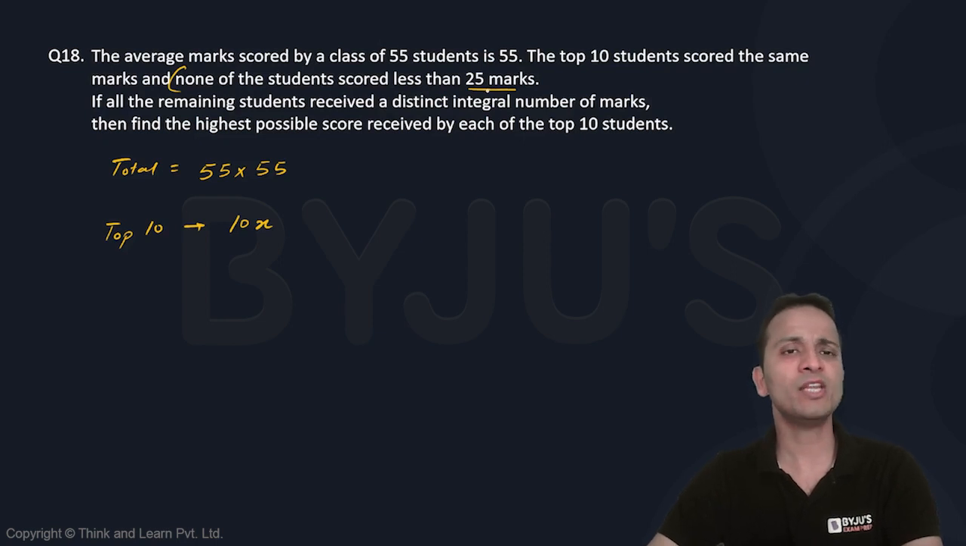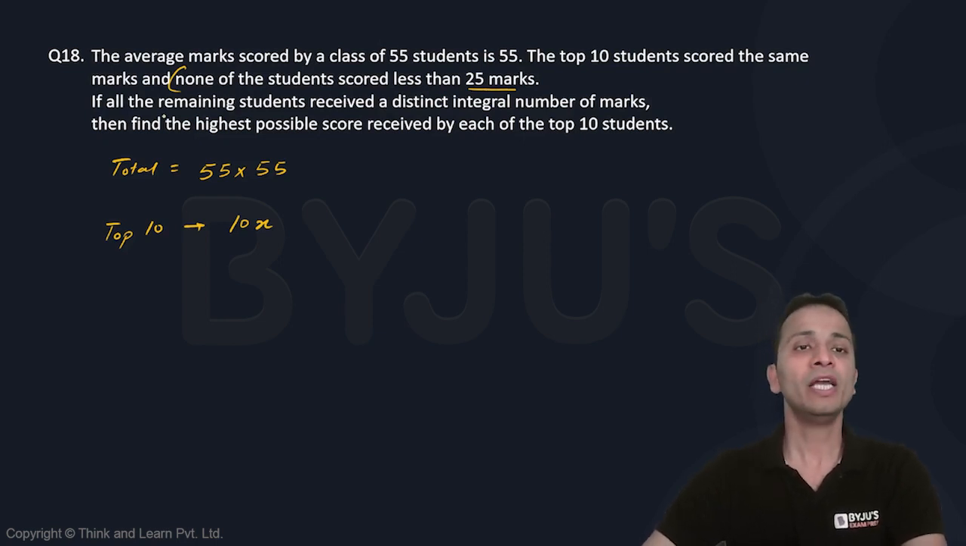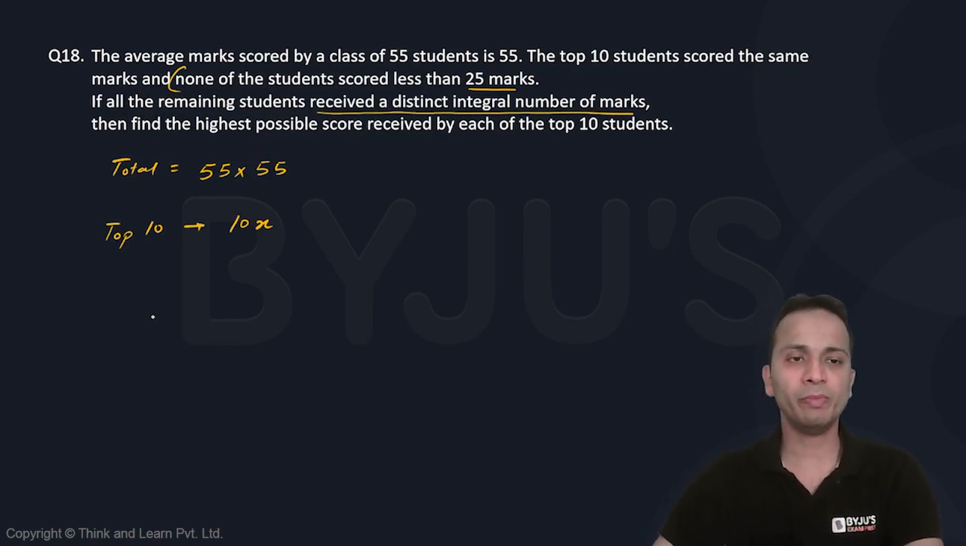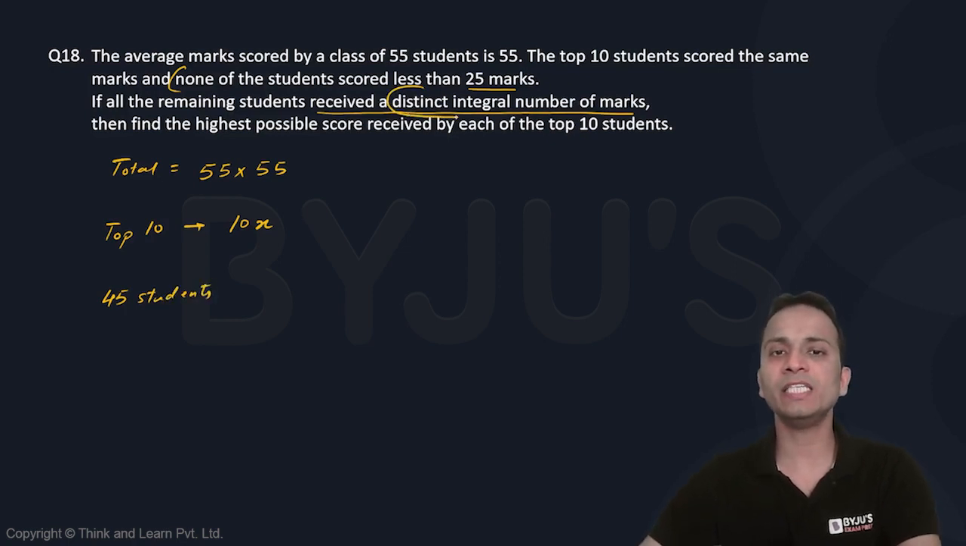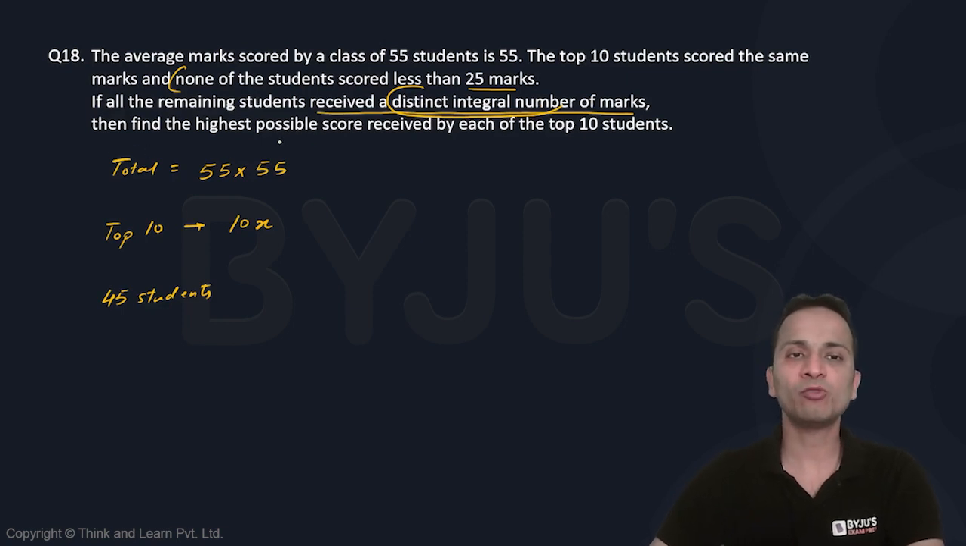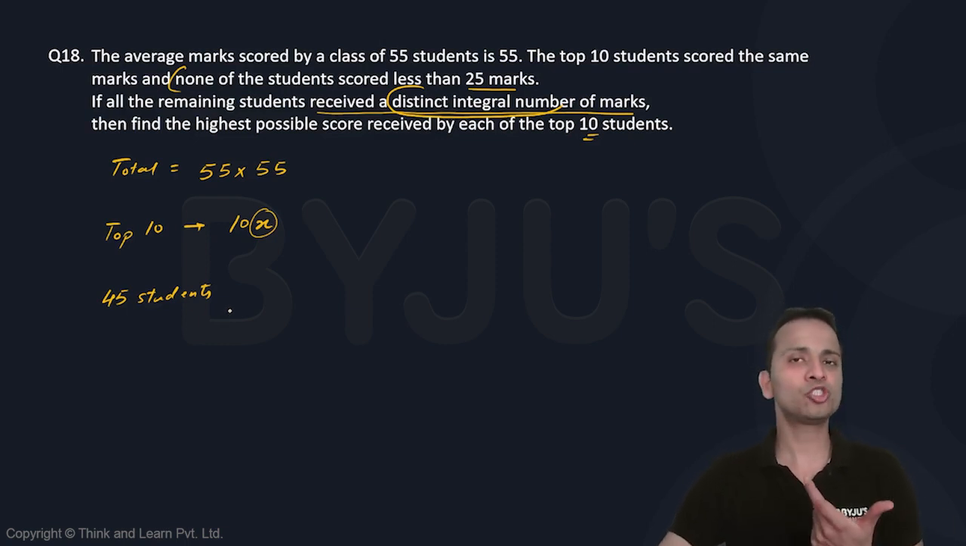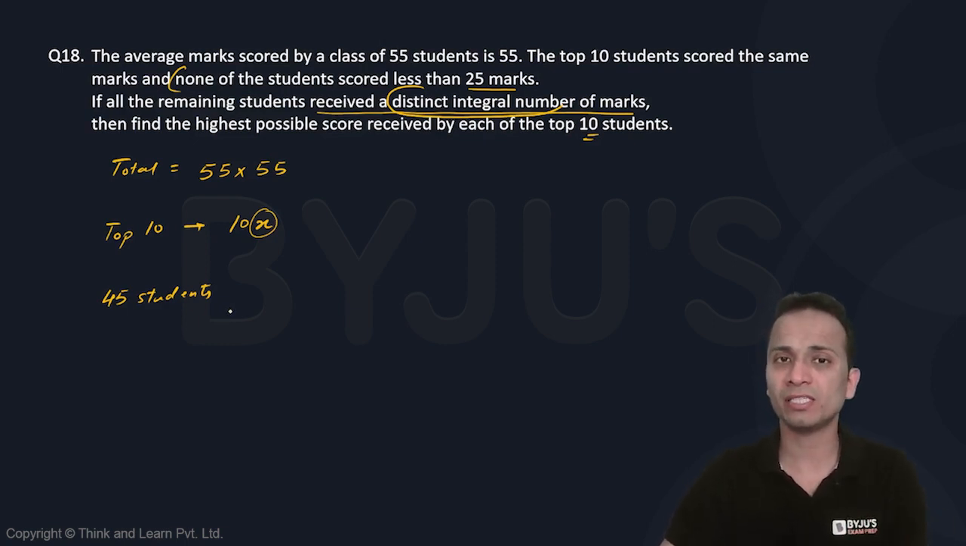So the minimum marks anyone can score will be 25. If all the remaining students received distinct integral number of marks, so minimum is 25, and these 45 students have all scored distinct integral number of marks, then we have to find out the highest possible score received by each of the top 10 students. So I have to maximize the value of X. Now to maximize the score of these top 10 students, I have to minimize the scores of the remaining 45 students.